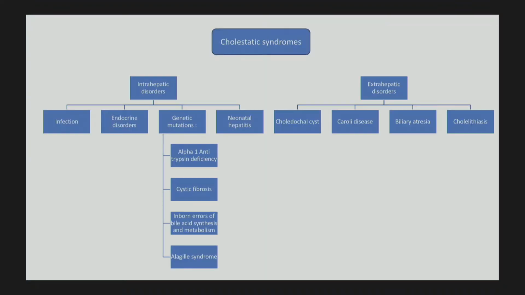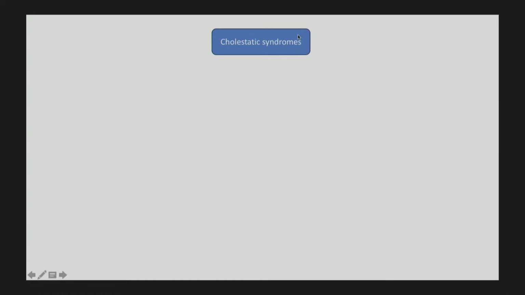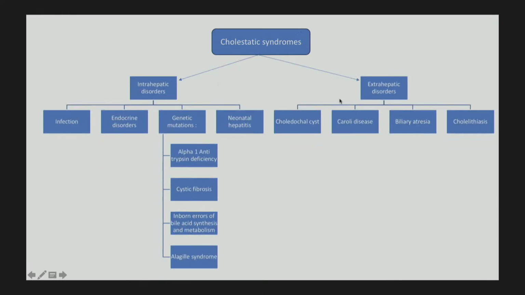Coming to the broad classification of cholestatic syndromes, we first need to divide them into either intrahepatic disorders or extrahepatic disorders. The extrahepatic disorders include choledochal cyst, Caroli's disease, biliary atresia, and cholelithiasis.